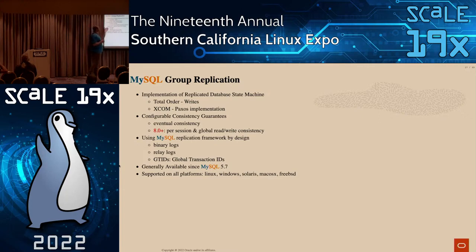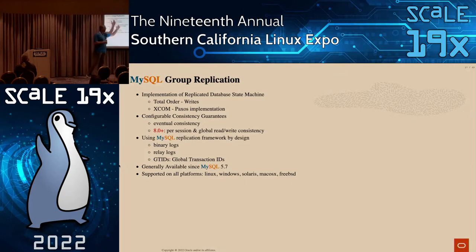It is using the MySQL replication framework. So the same team that develops MySQL replication also develops group replication. Well, it's different teams, but they all know about it. It's using binary logs, relay logs, GTIDs. Everything that you use in asynchronous replication, group replication uses as well. It's been GA since 5.7, so end of 2016, I believe it became GA.